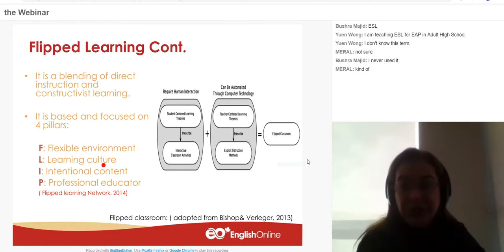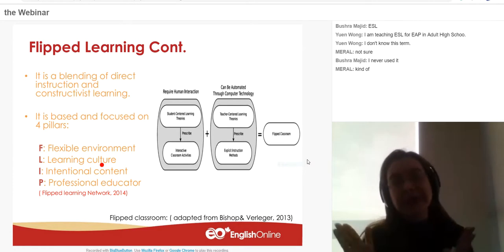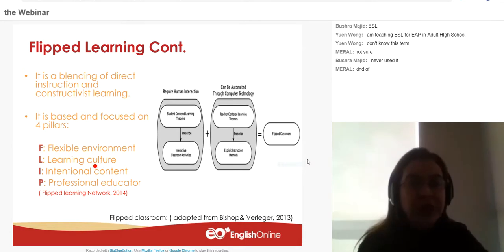Learning culture. Here, inside the classroom, the learning culture changes from teacher-centered, where the teacher is the one talking all the time, to a more student-centered learning environment. There's more time for the students to interact with one another, and more time for interaction between the teacher and the student, for the teacher to be a guide.